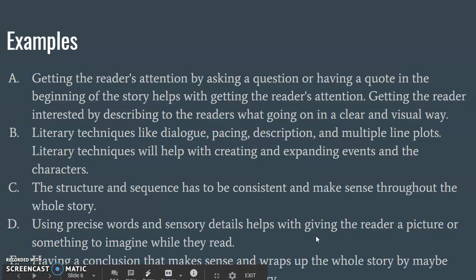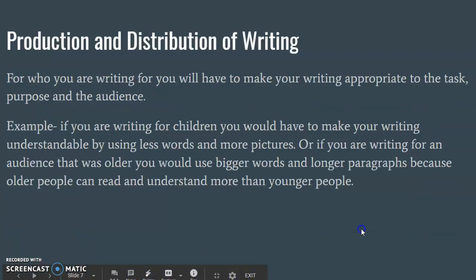Literary techniques will help with creating and expanding events with the characters. The structure and sequence has to be consistent and make sense throughout the whole story. Using precise words and sensory details helps with giving the reader a picture or something to imagine while reading. Having a good conclusion that makes sense will wrap up the whole story, maybe restating what happened throughout the story.